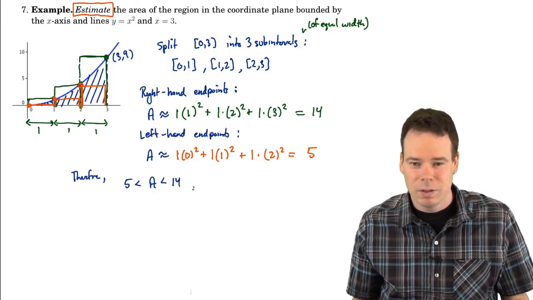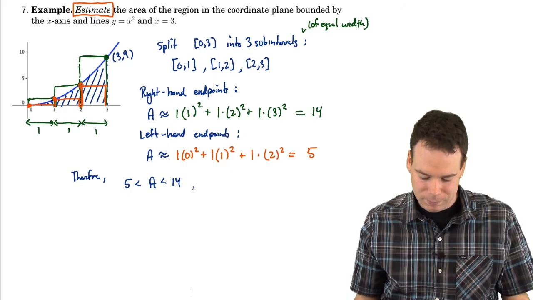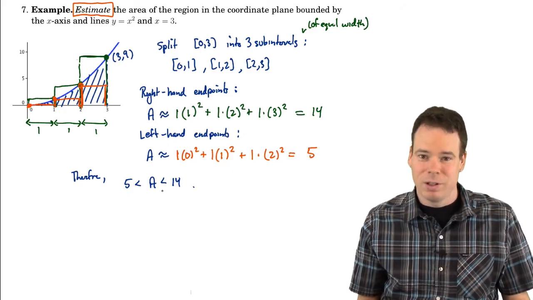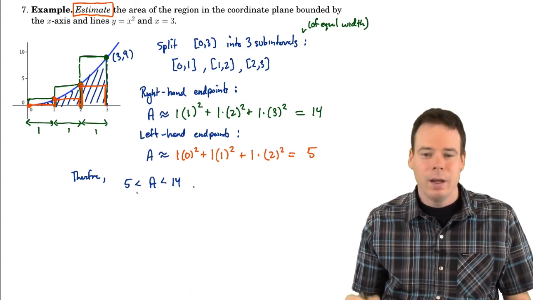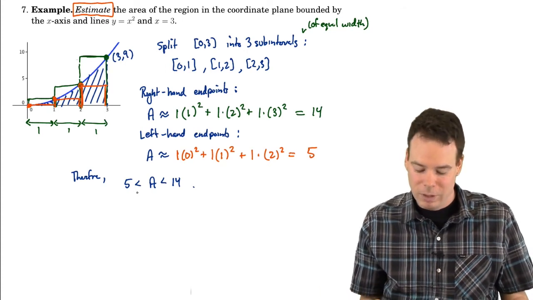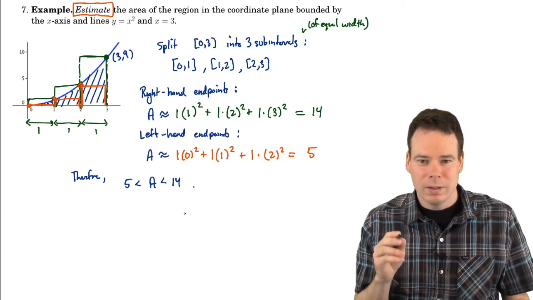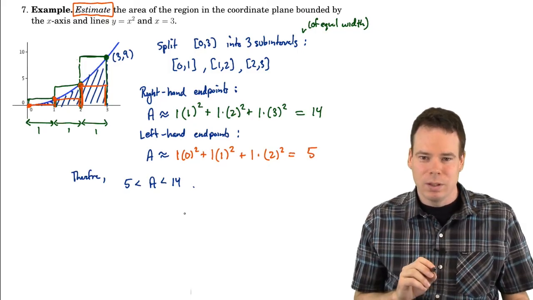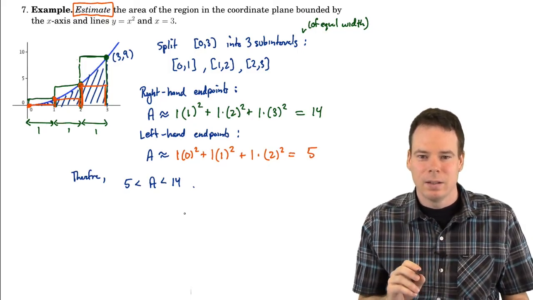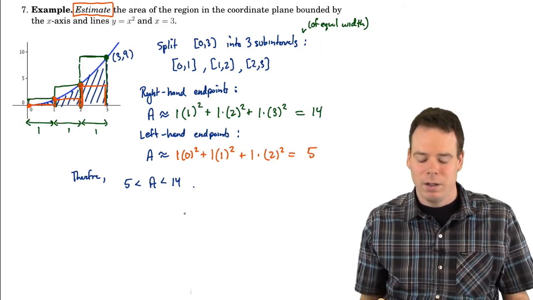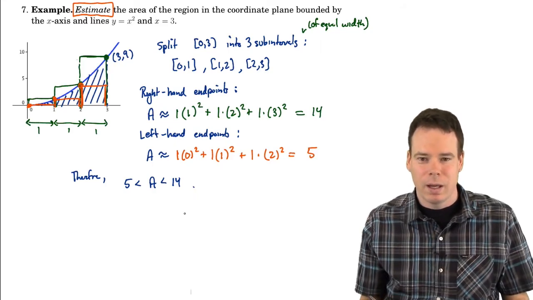You might think to yourself, that's a pretty poor estimate. It's between 5 and 14. There's a lot of room between 5 and 14. So we haven't done very well at all. And, of course, you're right. We haven't done very well at all. But the point is that this technique that we're using can extend so that we can refine our estimates to become better and better and better.